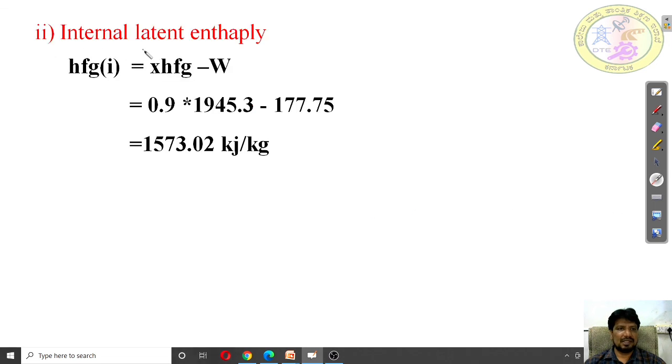We know that internal latent enthalpy, this is the formula. So this is equal to X is 0.9, HFG is 1945.3, minus the work done during the wet steam. Then calculate this. Finally, you will get 1573.02 kilojoules per kg.